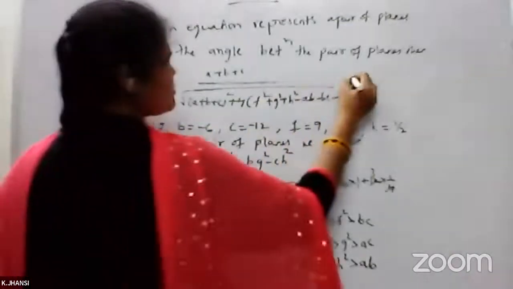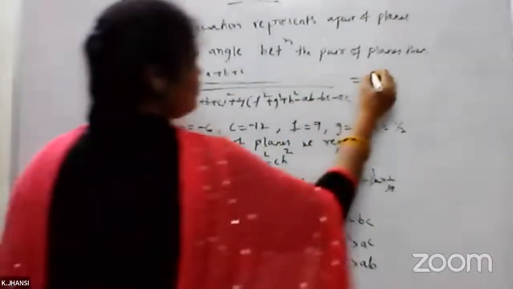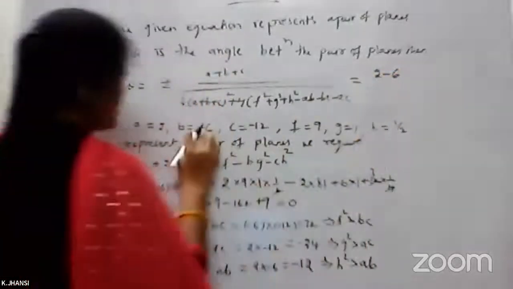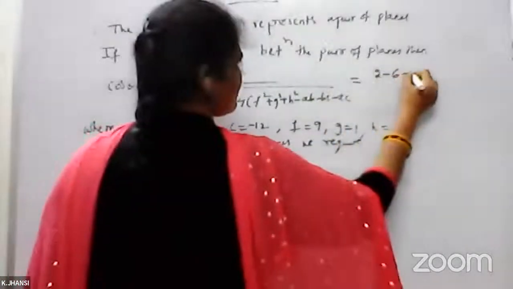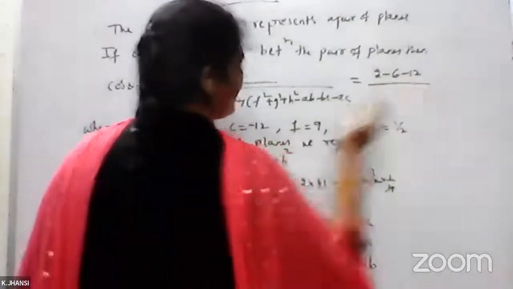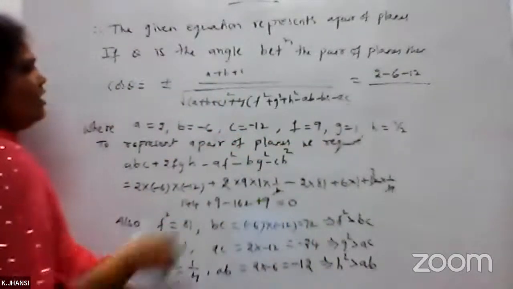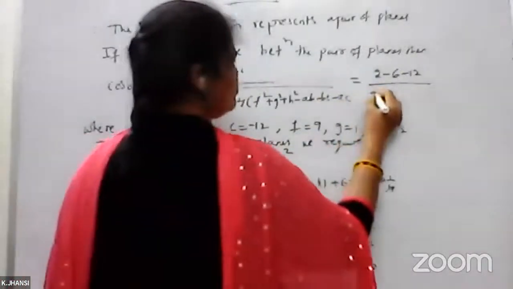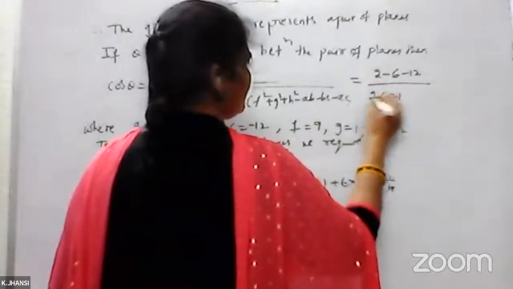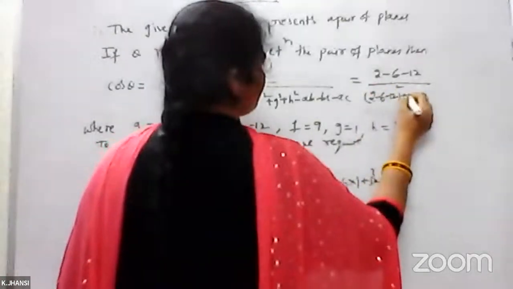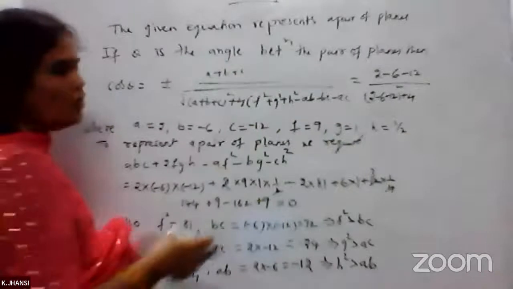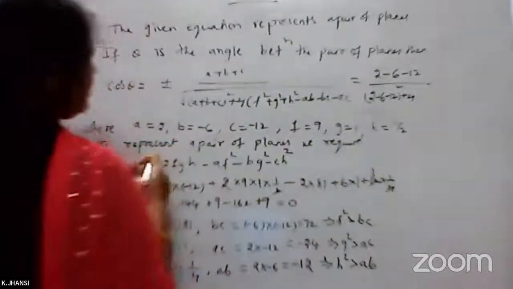In this, if you substitute, a value is 2, b value is minus 6 and c value is minus 12, that is (2 minus 6 minus 12) whole square plus 4 into 9, 1.